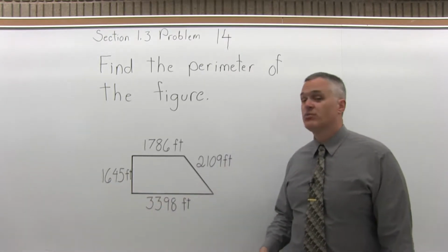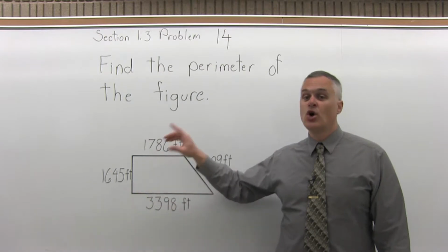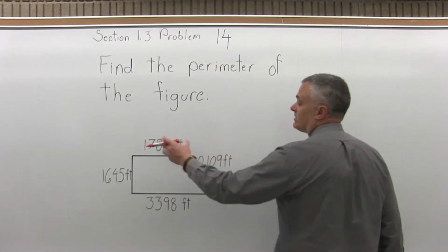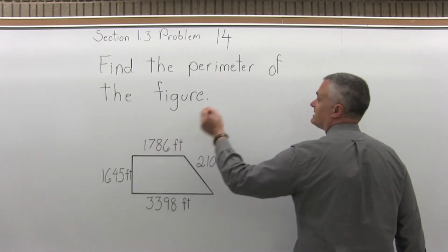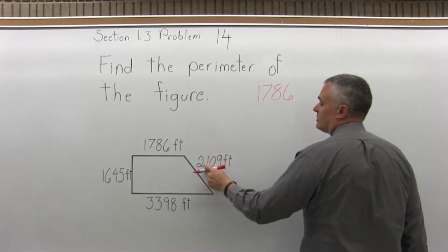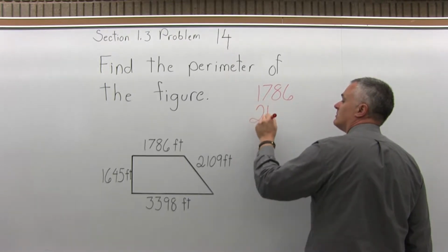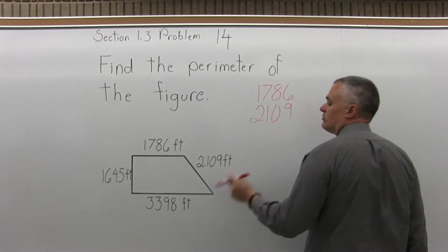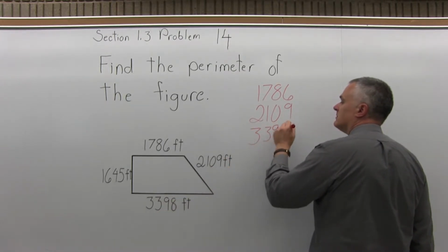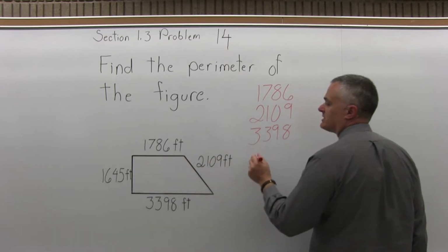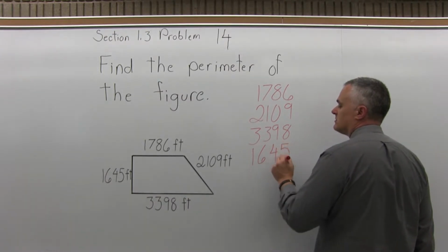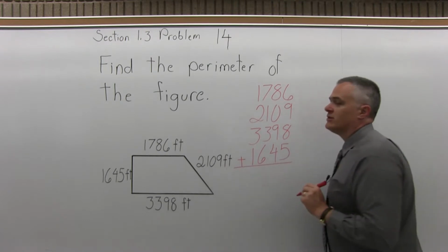So the question asks you to find the perimeter of this figure, and perimeter really means the distance all the way around, or the distance of all the edges added together. So you can start at any particular point you like and add the numbers together. So I will add 1,786 from the top plus 2,109 from the slanted edge plus 3,398 from the bottom, and finally plus 1,645 from the left edge. And I will add those numbers together.